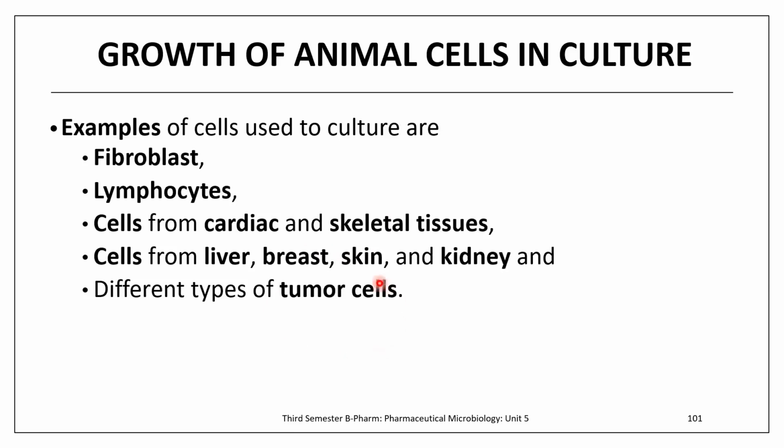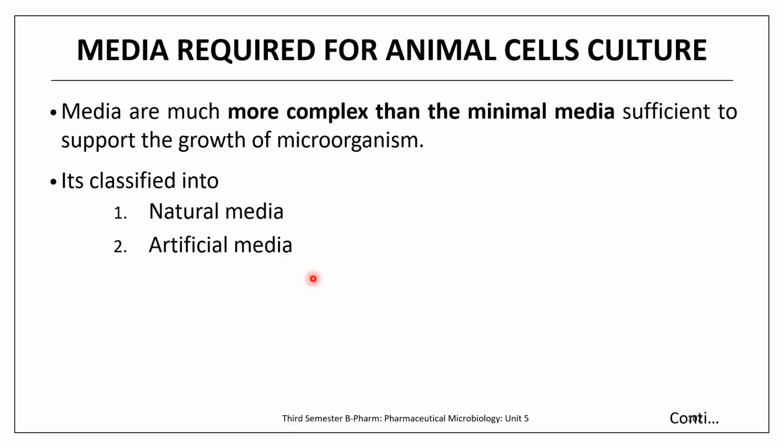Tumor cells are an important cell type used in animal cell culture because we can multiply them in a short period in an uncontrolled manner, and we can subculture them because these are immortal cells, right? Cancer cells or tumor cells are immortal cells. So these have a wide application in animal cell culture. Tumor cells have a wide application in animal cell culture.